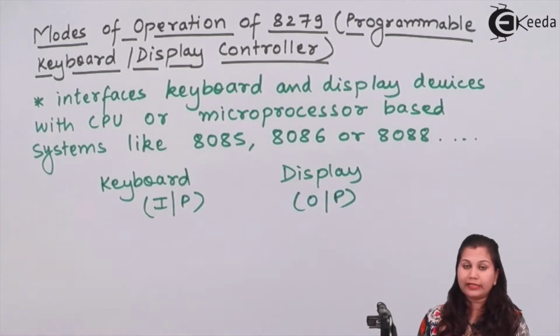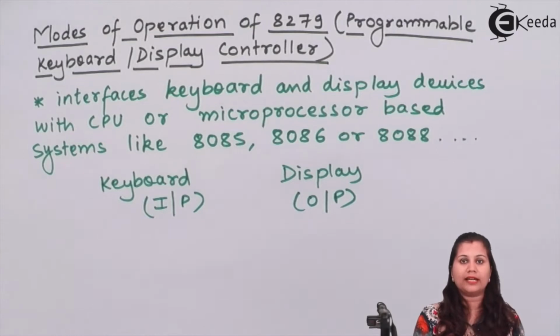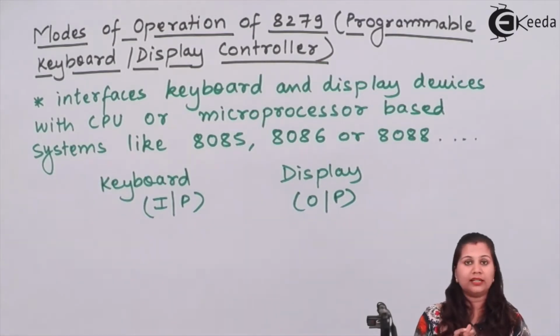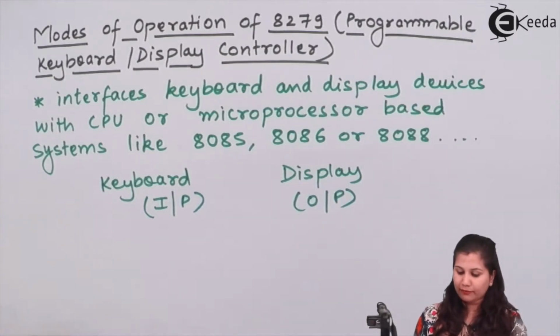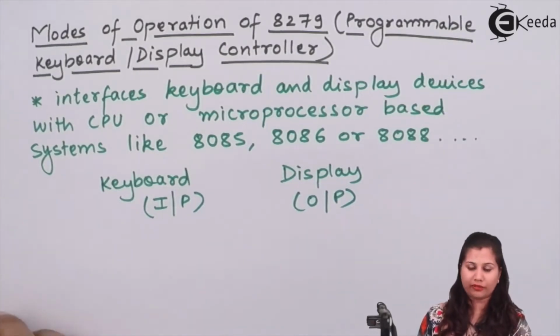So based on whether the keyboard is connected with the 8279 or whether the display devices are connected with the 8279, there are two modes of operation of this 8279. So let us come to the modes of operation of 8279.